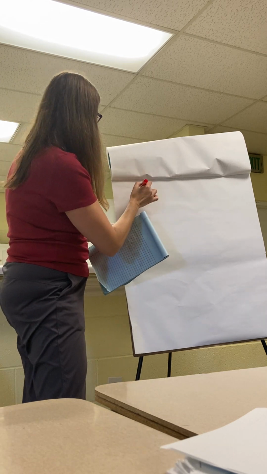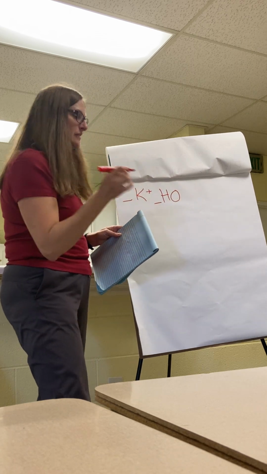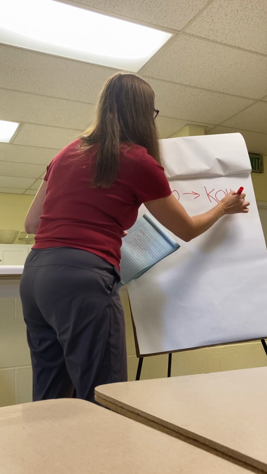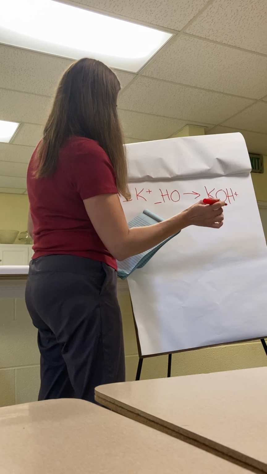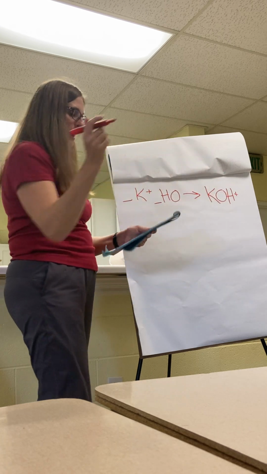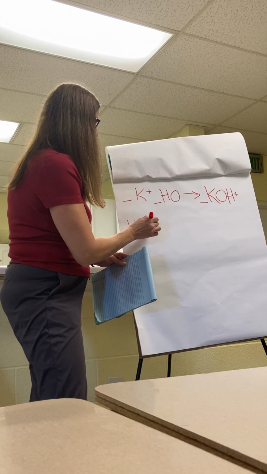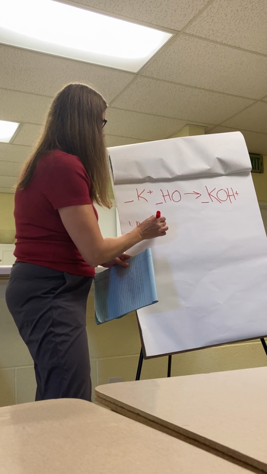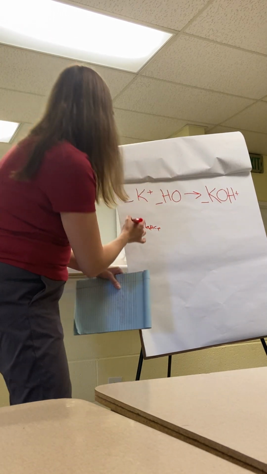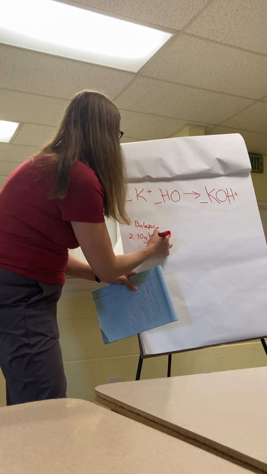So our reaction is potassium plus water. Leave enough space to add your coefficients. I always forget that. Goes to KOH plus, what else? Oh, that's it. All right, so my potassium plus water goes to KOH. Step 1, balance the equation. So get in groups and balance your equation. Step 2, calculate how many moles are in 10 grams of potassium. How many moles?